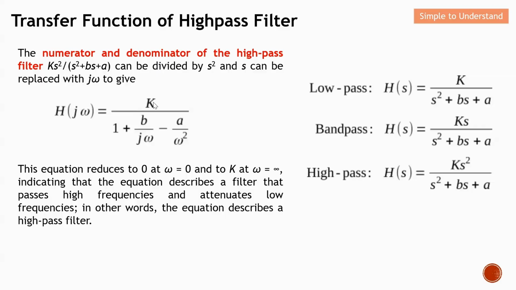So in simple words, this filter passes high frequency and attenuates low frequency. It passes with a value around k, while at low frequency, nothing is able to pass. So basically, this transfer function describes a high pass filter.